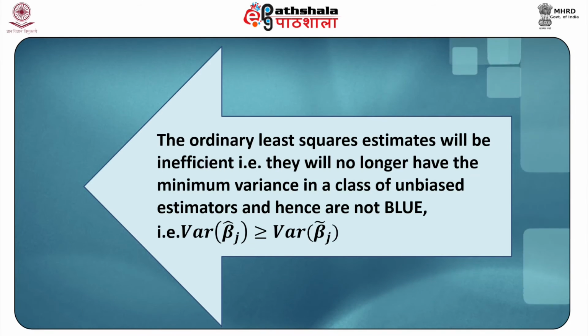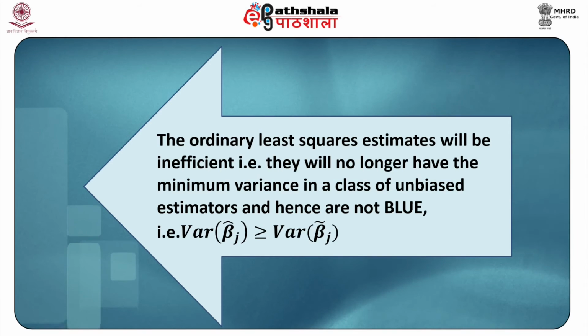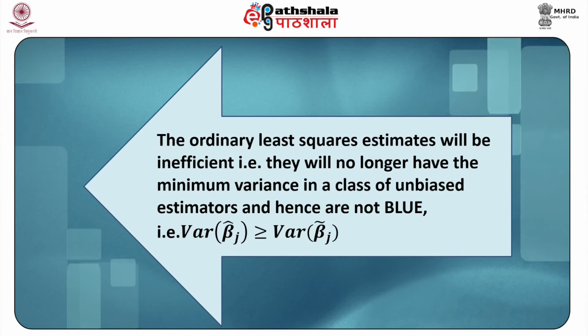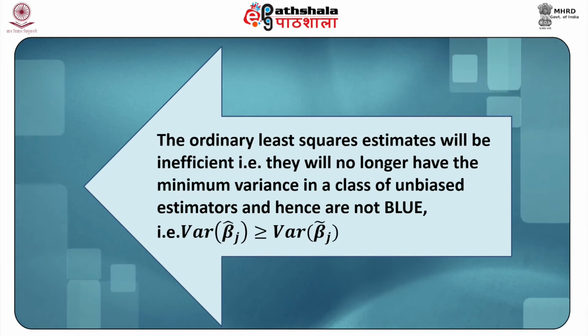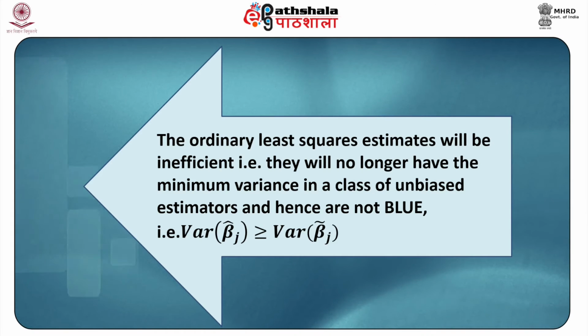They will no longer have the minimum variance in a class of unbiased estimators and hence are not BLUE, which means variance of beta j hat is greater than or equal to variance of beta j tilde, where beta j hat is the OLS estimator that ignores heteroscedasticity and beta j tilde is another linear unbiased estimator, but one that explicitly takes heteroscedasticity into account.